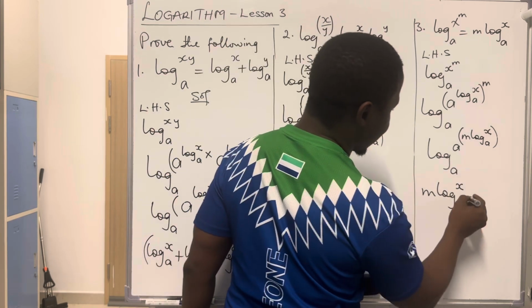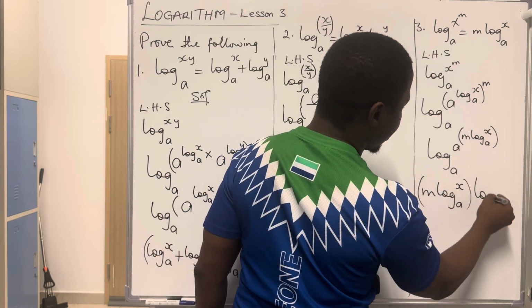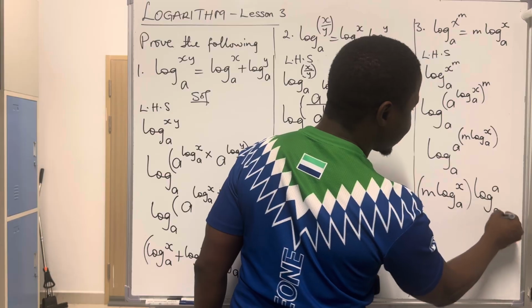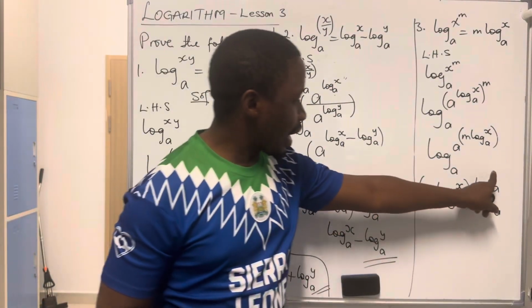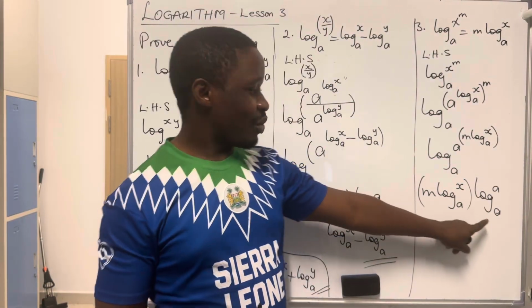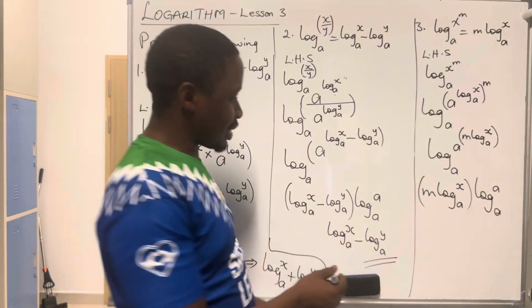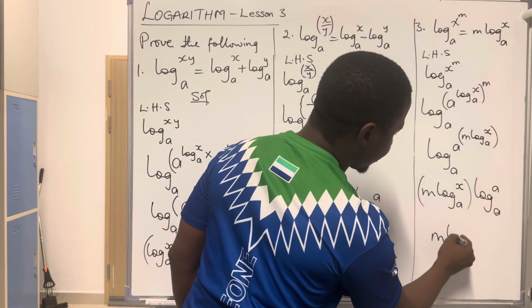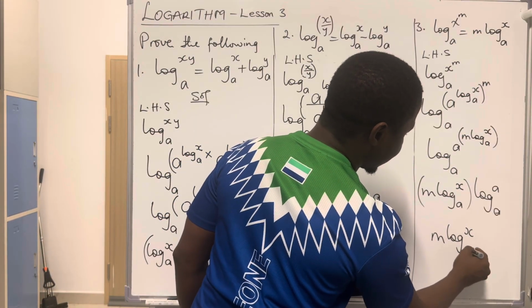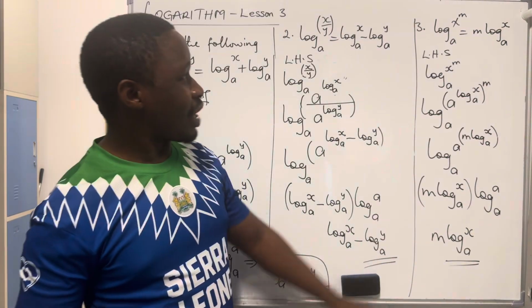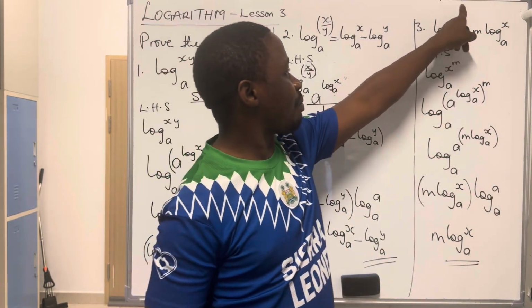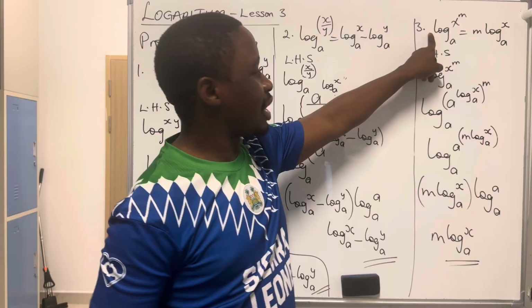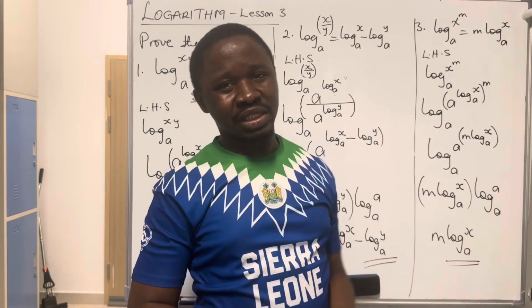So what is left now? Log a base a. So log a base a is 1. 1 times any value is the value itself, which is m log x base a. So we can conclude that whenever the log number has a power, the power has the right to come to the left of that log, and everything remains the same.